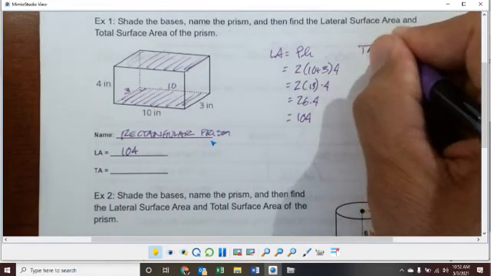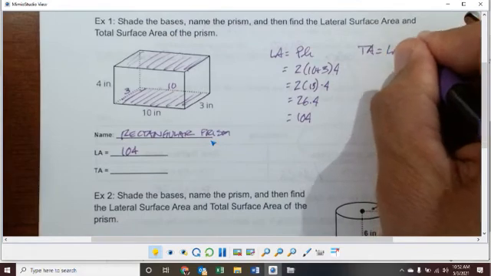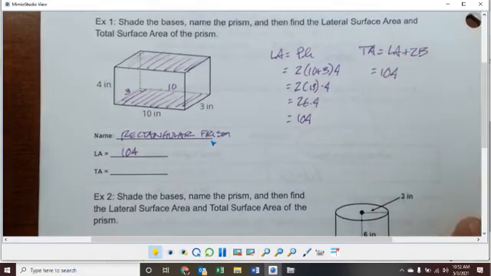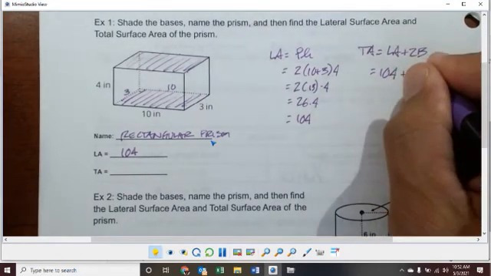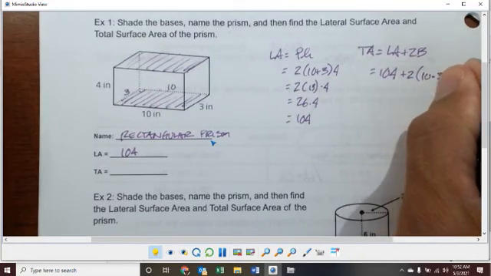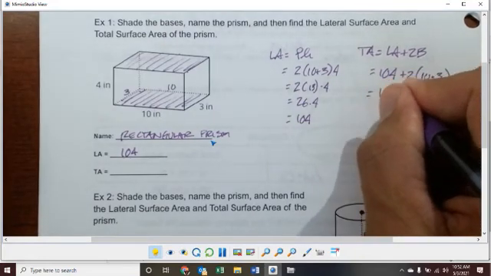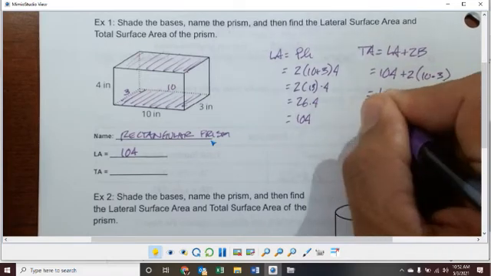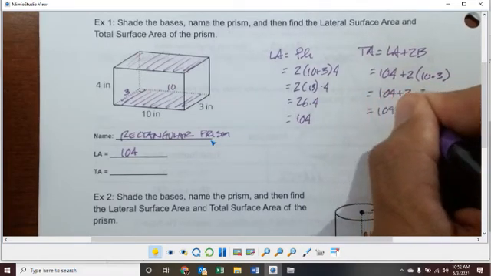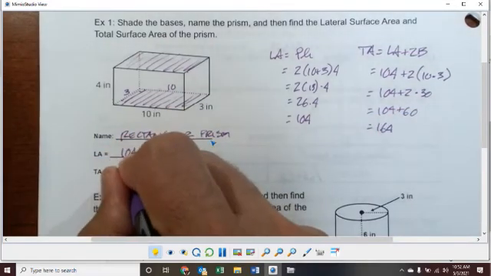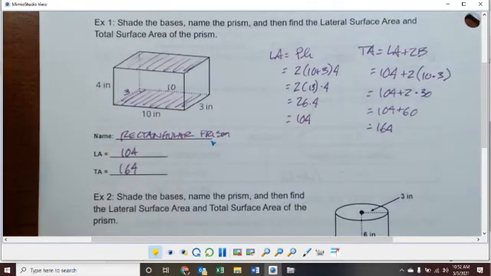Our total area is the lateral area plus 2 times the base. I already know my lateral area is 104, and the area of the base is 10 times 3. So this is 104 plus 2 times 10 times 3, which is 30, so 104 plus 60, which is 164. Total area is 164 for that guy.